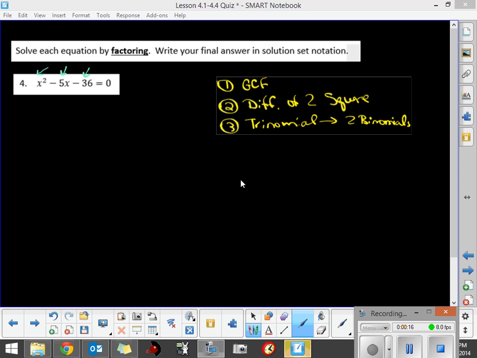After I look at it, I summarize there's no common factor from any of those. Nothing goes into 5 and 36 evenly. And really, as soon as you have a 1 there, it's pretty much done. So next thing I'm going to do is check to see if it's a difference of two perfect squares. It's not. It's a trinomial.